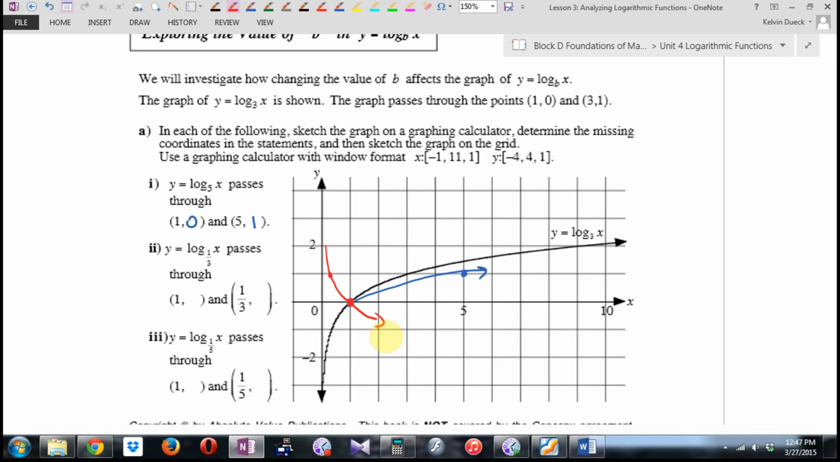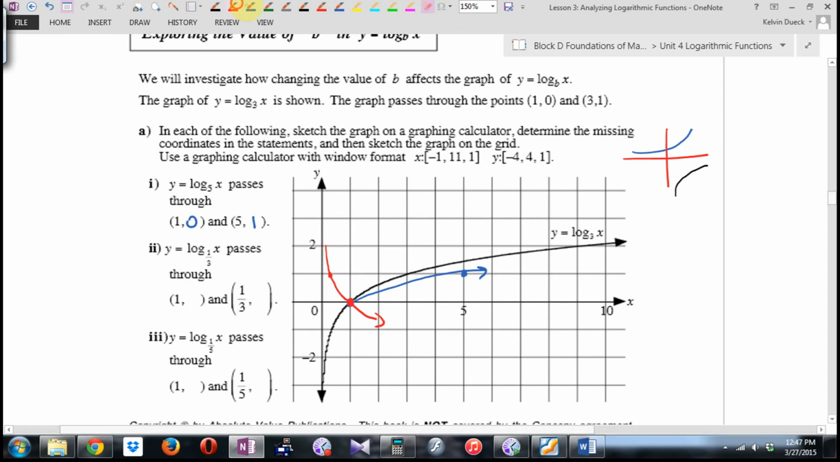I'm not going to do the third one. Here's what I want you to realize. If your original exponential graph is a growth graph, look up. If your original graph is a growth graph because the base is bigger than 1, your log graph will look like that.